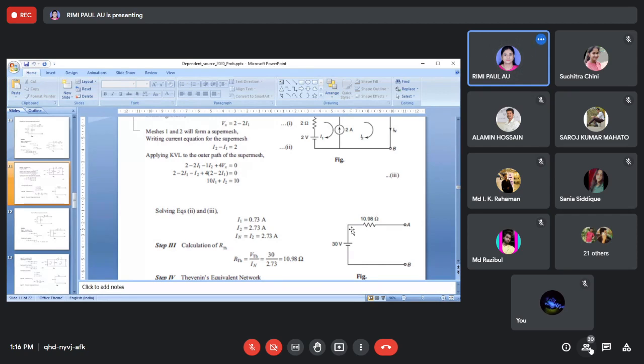That means nodal, mesh, superposition theorem, Thevenin's theorem, with dependent source and AC source, just this type of problem you will try to write down. If you cannot solve it, at least try to write down the equations, and afterwards apply Cramer's rule or the matrix method to solve the problem. Also try to know at least one method, Cramer's rule.